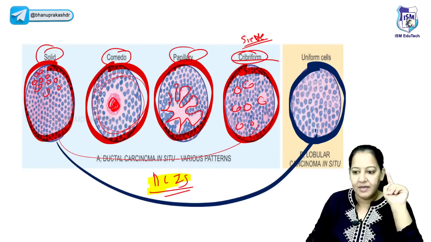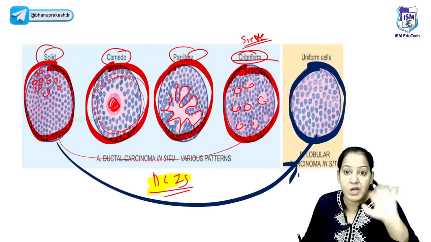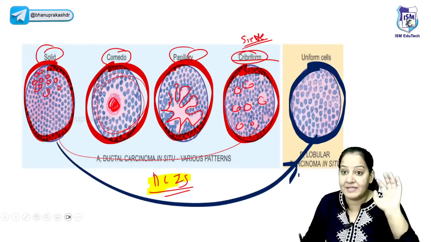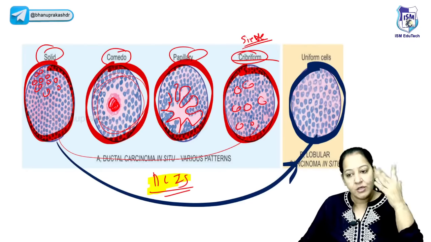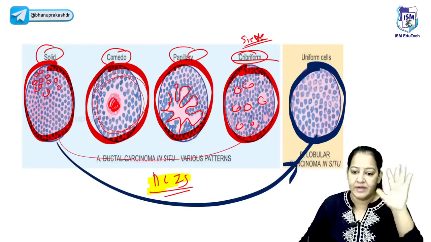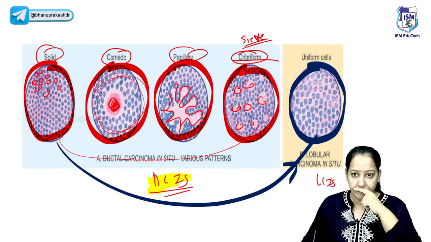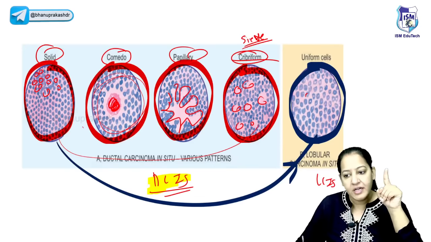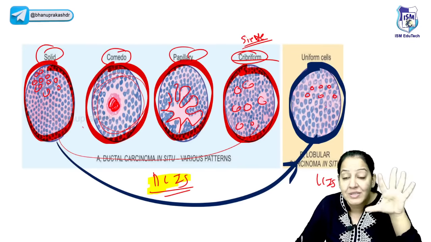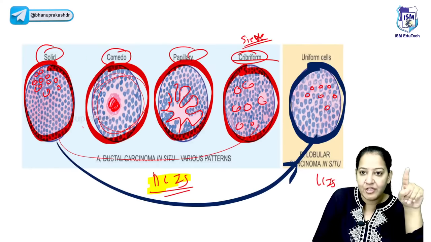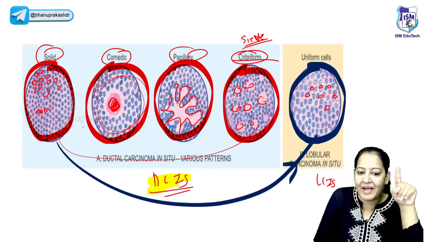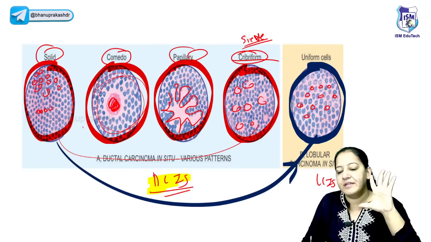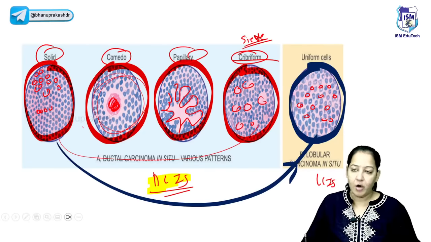Here only solid pattern is present. Here we don't have comedo, cribriform and papillary patterns. You may be thinking, ma'am, what is the difference of solid? This one is LCIS. Hana, what is the difference between solid of DCIS and solid of LCIS? You may be thinking, here also we have the tumor cells, but they are loosely arranged. You can see the tumor cell arrangement here. It's compact, back to back. And here it's loose.